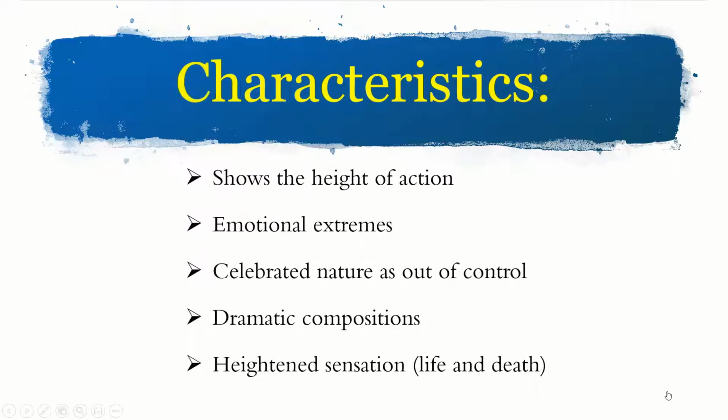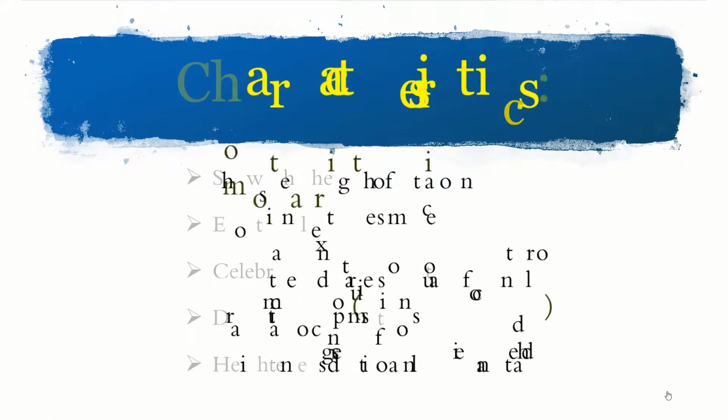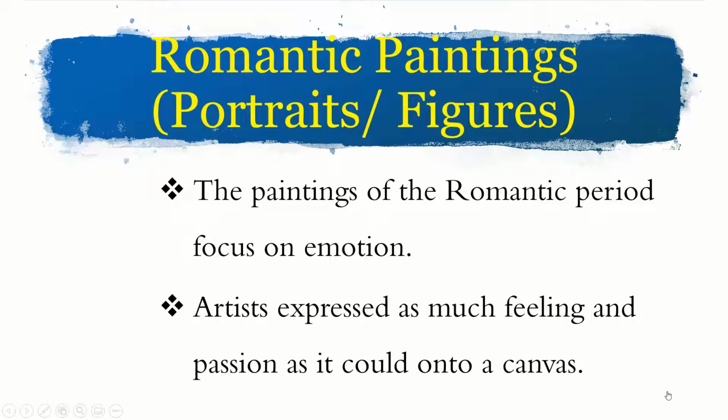Here are the characteristics of Romanticism. Shows the height of action, emotional extremes, celebrated nature as out of control, dramatic compositions, heightened sensation, life and death. Now let's talk about Romantic paintings, portraits, and figures. The paintings of the Romantic period focused on emotion. Artists expressed as much feeling and passion as it could onto a canvas.